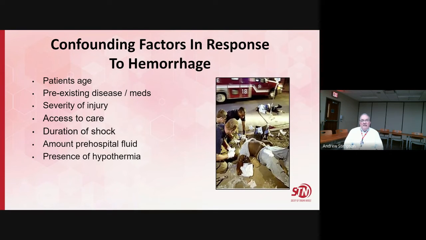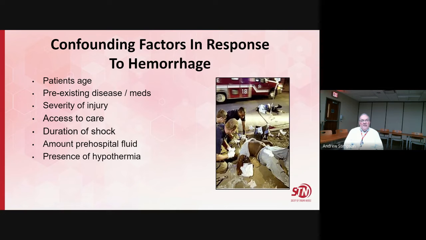So what are some of the confounding factors in hemorrhage response? Well, patient age. Few things to think about. If you have a young, healthy athlete, they may not get tachycardic. They may have very good reserve right away. If you have an elderly patient on beta blockers or calcium channel blockers, they also may not get tachycardic.